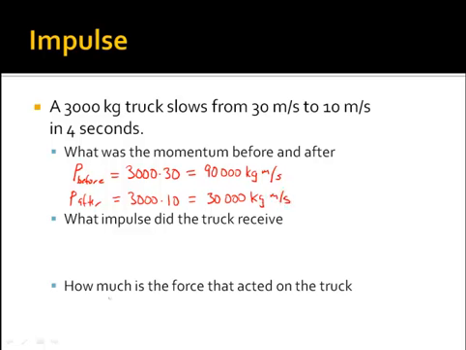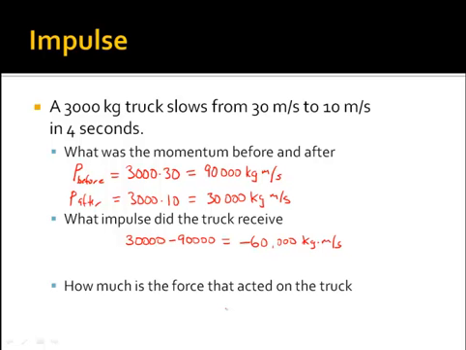Impulse, remember, is the difference between the two of them, the change in momentum. So the change in momentum is after minus before. So 30,000 minus 90,000, or negative 60,000 kilogram meters per second.